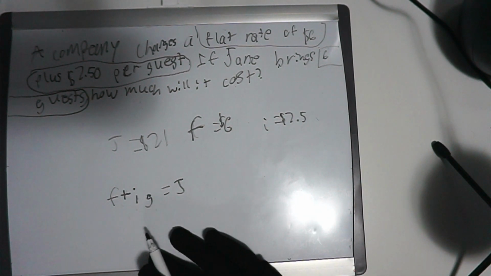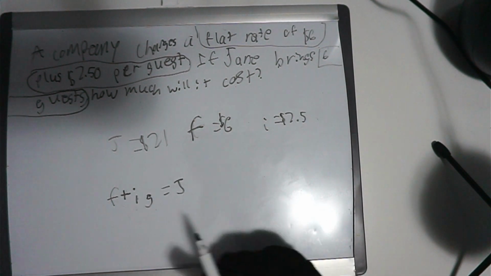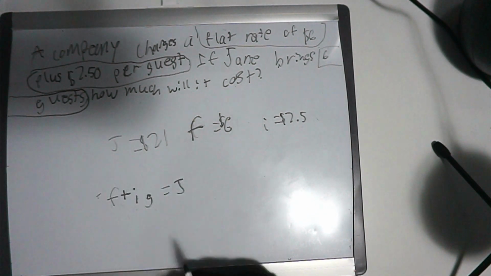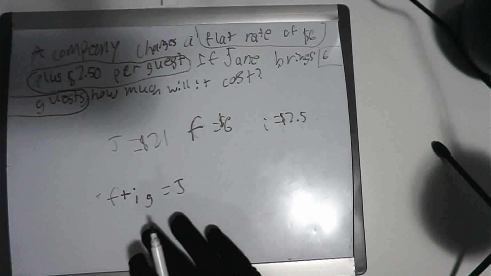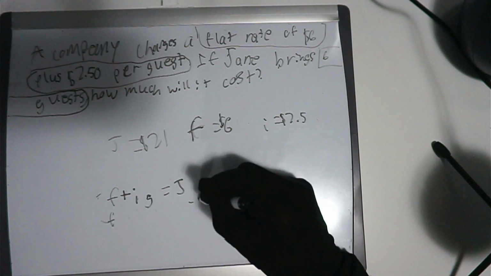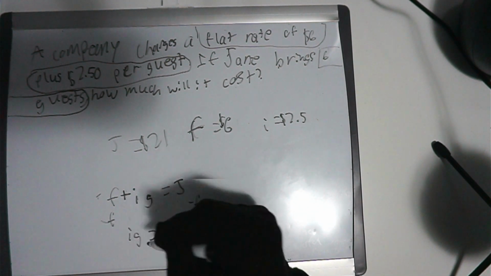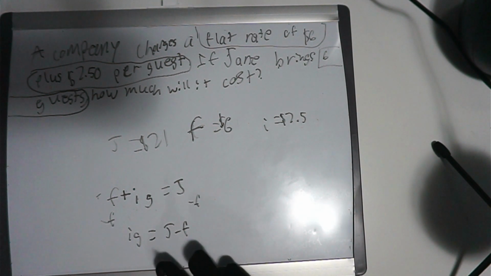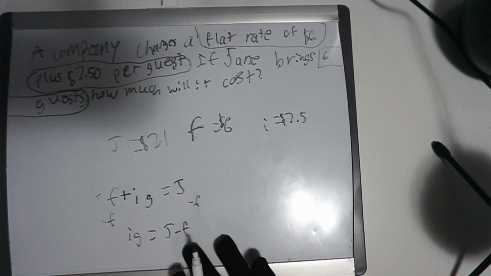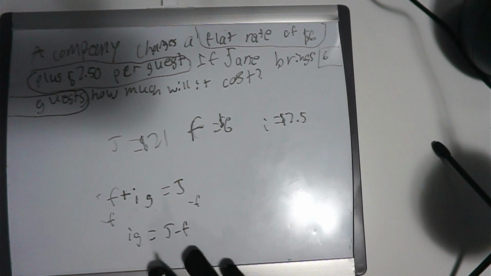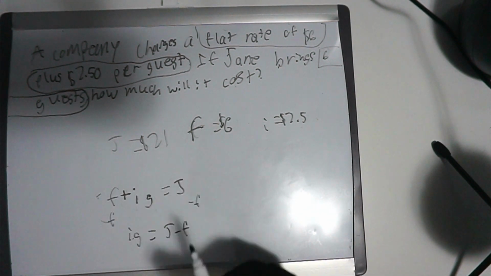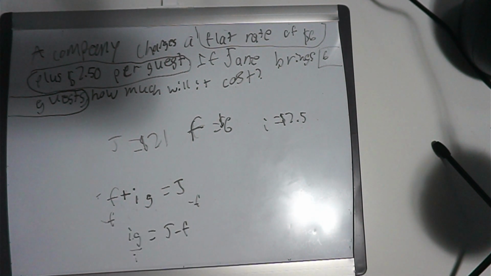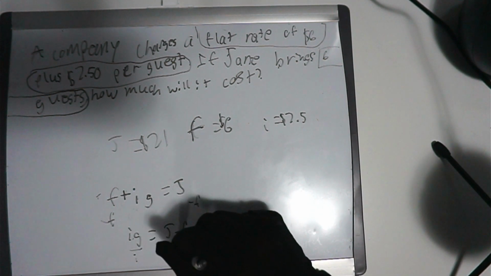But say we want to move the stuff around. So there's an invisible plus in front of this F, which to get rid of a plus, you have to minus. So you do minus F, and Ig equals J minus F. So say we want to find the incremental rate times the guests, then we would just do this. But we want just the guests. So what we would have to do is, this is I times g, just remember that is an invisible multiplication sign there. All right, so to get rid of a multiply, you have to divide. So we would just divide both sides by I.